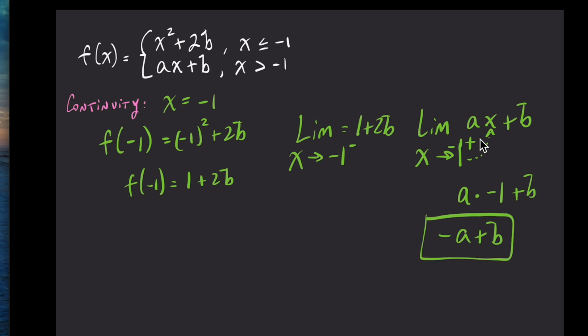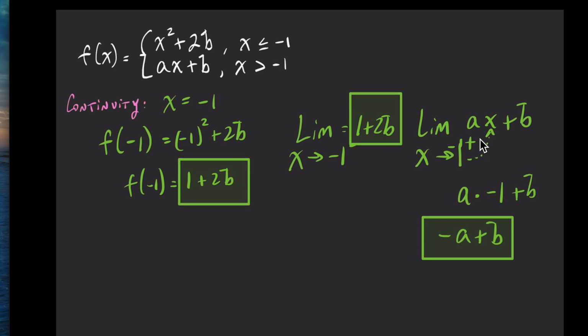Okay, so now folks, we have to recognize that these three values have to be equal to each other in order for it to be continuous at x equals -1. f of -1 and the limit as x approaches -1. So what it comes down to, since these are repetitive, is the following: that 1 plus 2b has to be equal to negative a plus b.